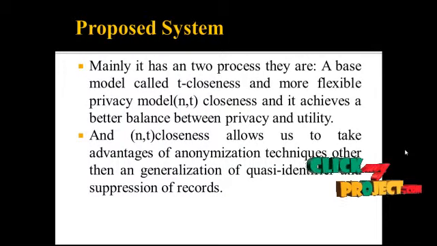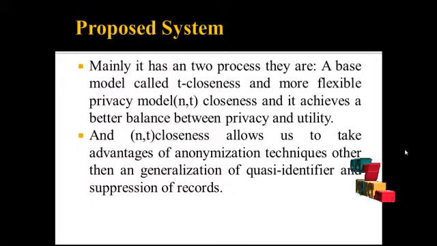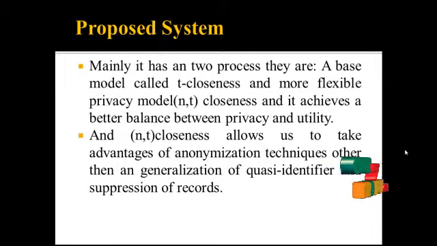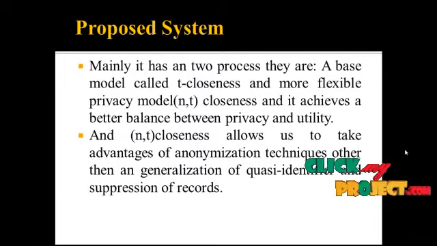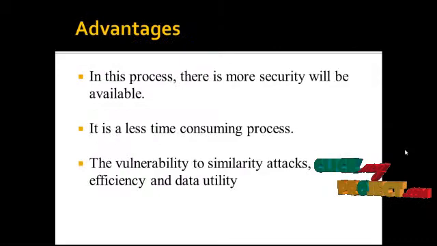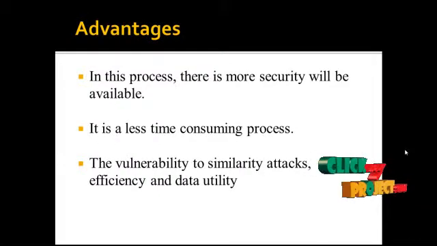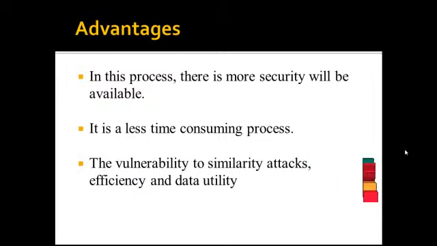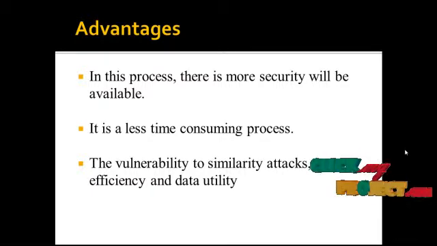Proposed system. Mainly it has two processes: a base model called T-closeness and a more flexible privacy model, N-T closeness, which achieves a better balance between privacy and utility. N-T closeness allows us to take advantage of anonymization techniques other than generalization of quasi-identifiers and suppression of records. Advantages: more security is available, it is a less time consuming process, and it reduces vulnerability to similarity attacks, with better efficiency and data utility.